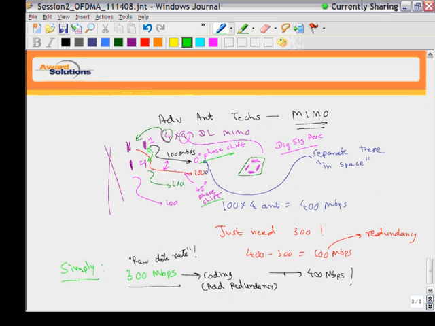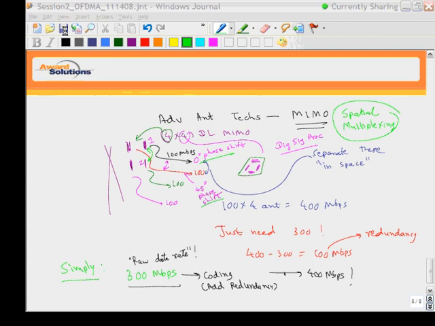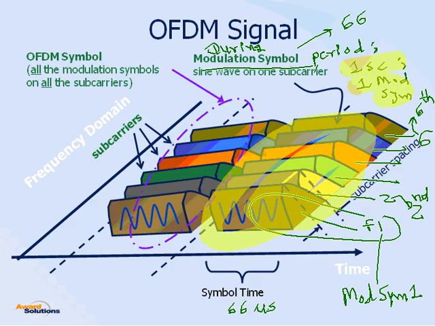But basically we are separating them in space. That's why this kind of technique is called spatial multiplexing. Of course, I will give you more information in a future session. The whole session is dedicated to advanced antenna techniques. So hopefully this will suffice at this time.